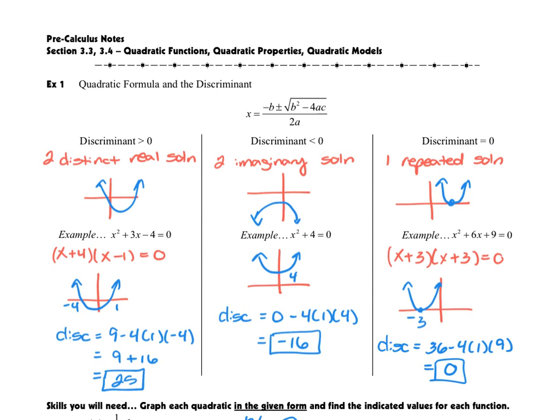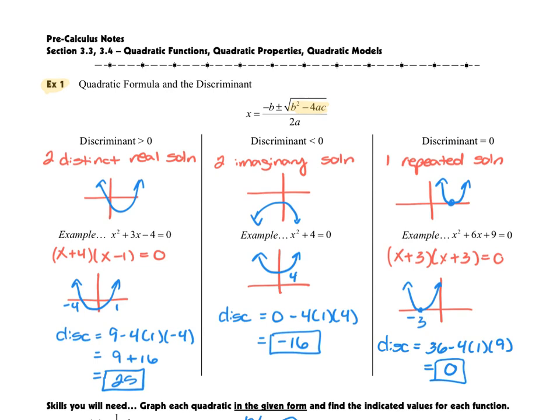Okay, so let's jump into example 1 here, talking about the discriminant. The discriminant is specifically just the part underneath the radical. And the value of knowing the discriminant is it helps us understand what our graph is going to potentially look like and the types of solutions, meaning where the graph is going to cross the x-axis, what we're going to get. So I've broken this down into the 3 major categories that we consider.